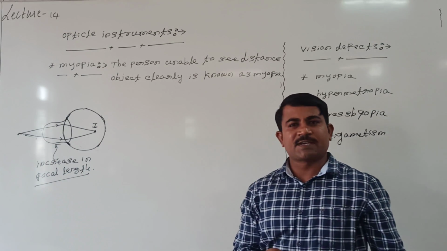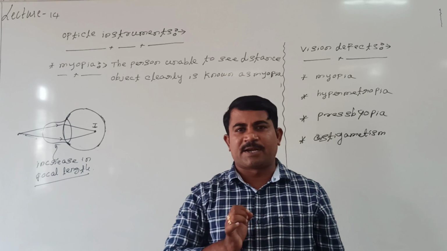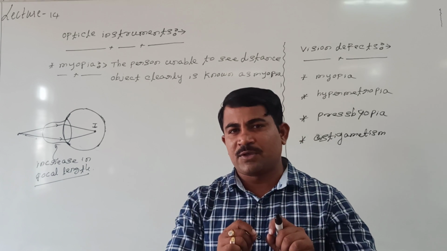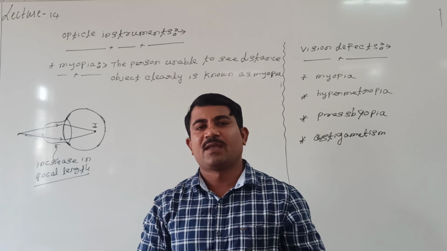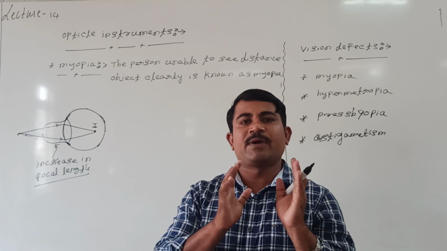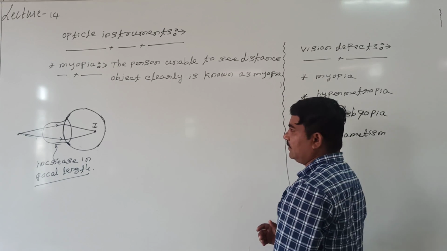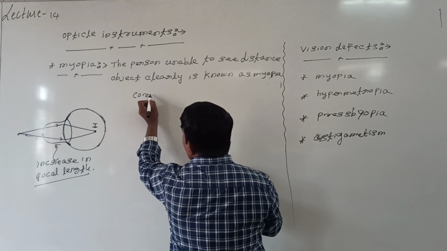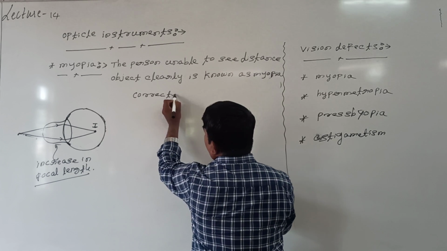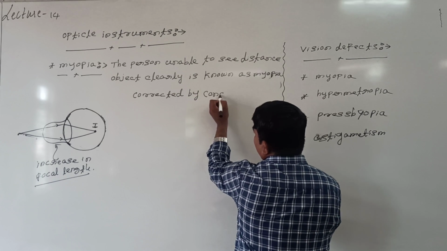Right. How is this corrected? The ray of light is meeting in front of the retina. I want to divert the ray of light. To divert the ray of light, what do we have to use? In front of the eye, we have to use a concave lens. So the myopic defect can be corrected by a concave lens. See here, how it is corrected? Now this myopia is corrected by a concave lens.